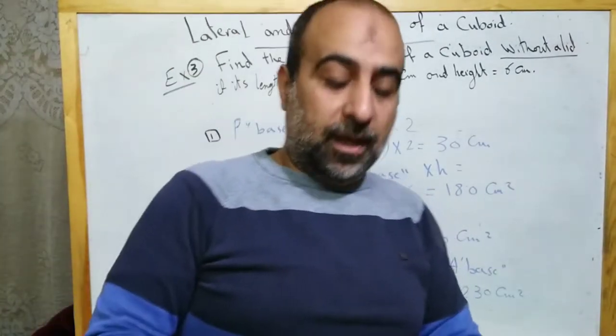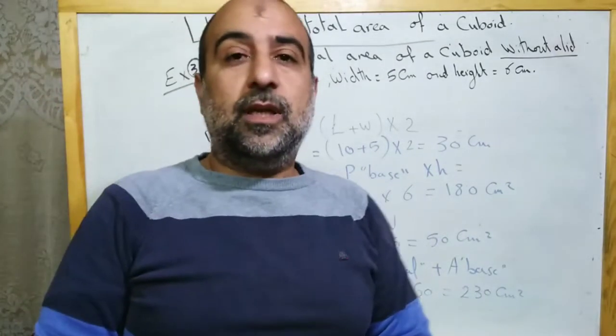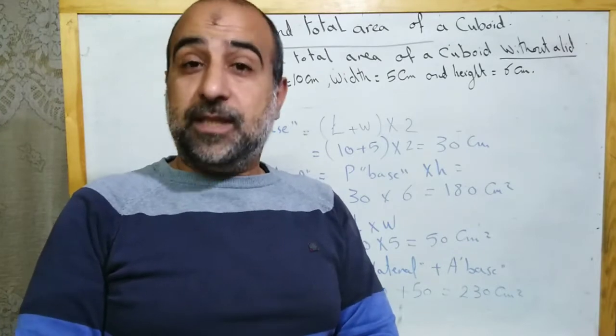And now we have finished the lesson of lateral and total area of the cuboid, or the rectangular prism, the other name.